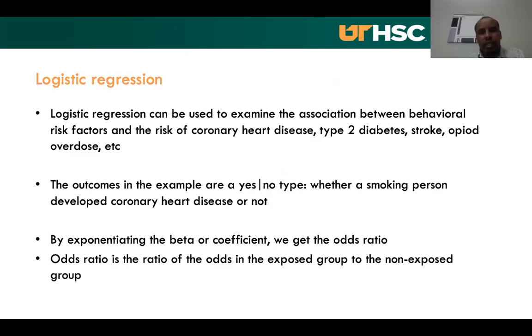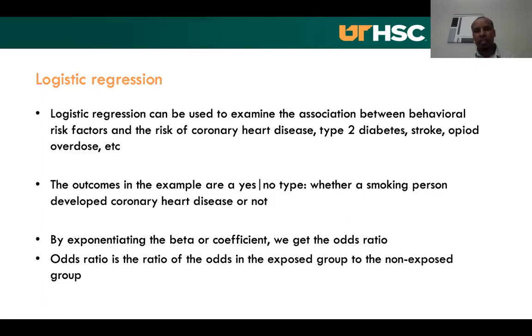So logistic regression can be used to examine the association between behavioral risk factors and the risk of coronary heart disease. Examine the association between behavioral risk factors and the risk of type 2 diabetes. Examine the association between behavioral risk factors and the risk of ischemic stroke. And it can be used for examining the association between behavioral risk factors and the risk of opioid overdose.